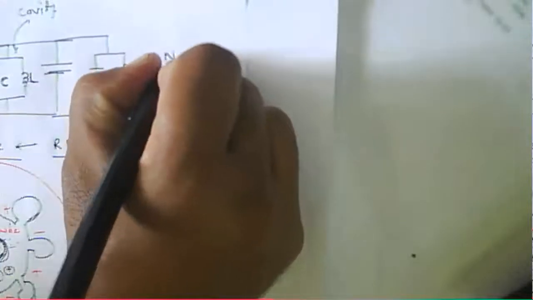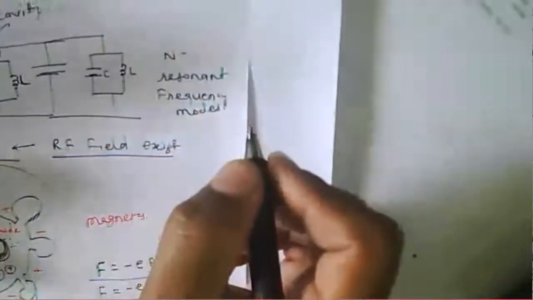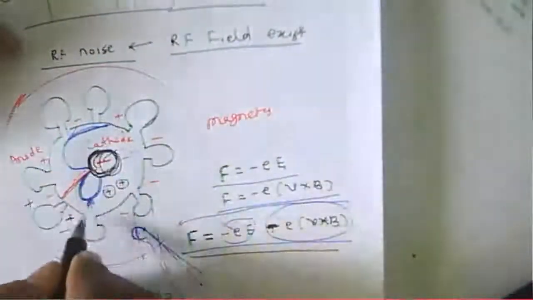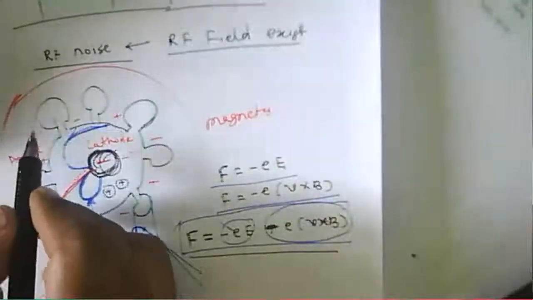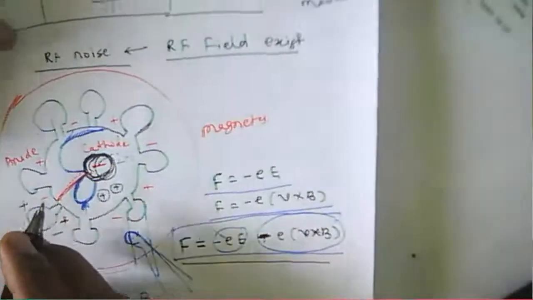So n resonant frequencies means your magnetron will operate in n resonant frequency modes. This slow wave structure is closed, so the total phase shift around the periphery is an integral multiple of 2π. Only then does oscillation take place. So the phase shift between the adjacent cavities is nothing but what?